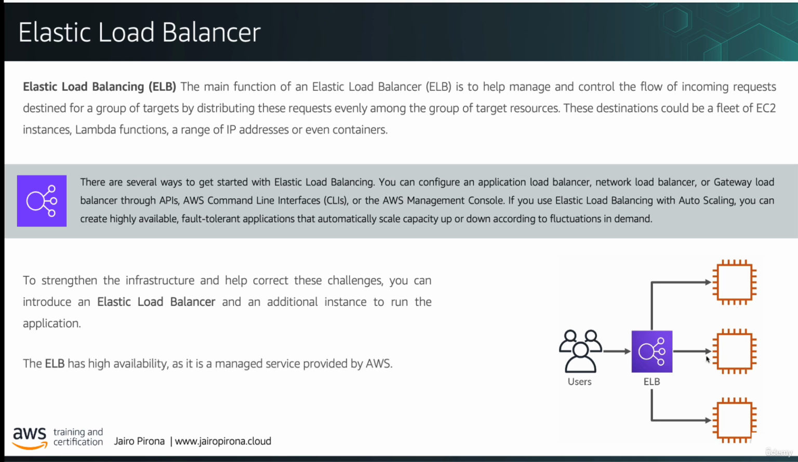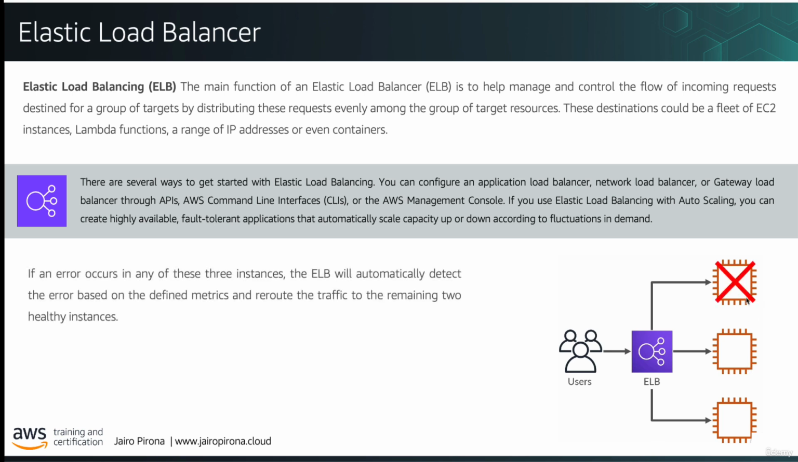By default, the ELB has high availability, as I said before, since it is a managed service provided by AWS. And so, they ensure its resiliency so we don't have to. Although it may appear that ELB is a single point of failure, the ELB is in fact composed of multiple instances managed by AWS. So, as you can see in this scenario, we have 3 instances running our application. Therefore, if an error occurs on any of these 3 instances, the ELB will automatically detect the error based on the defined metrics and divert traffic to the 2 remaining healthy instances.